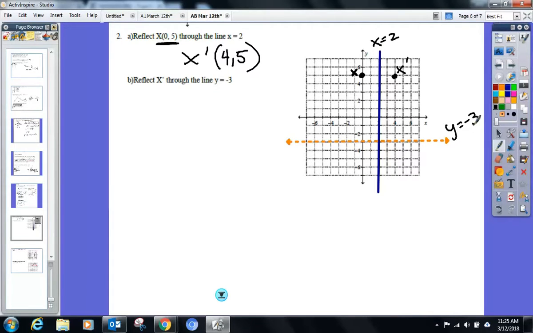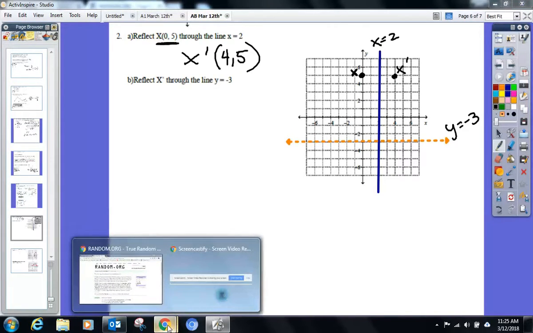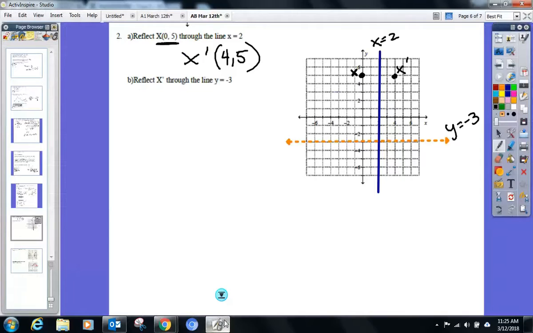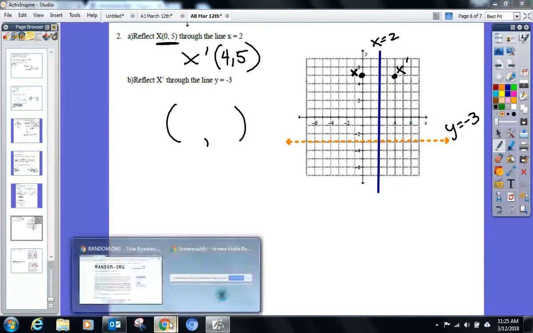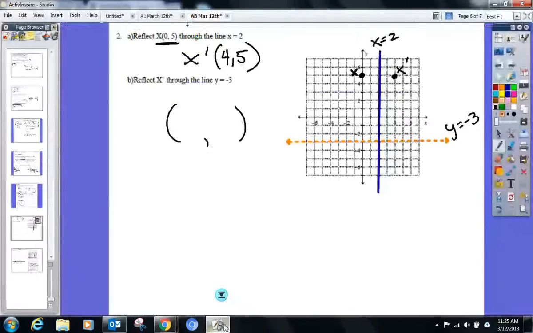I did this on purpose. Some of you guys are counting and you run out of room to count, but I still need to know the point. How many units is it from x prime to y equals negative 3? 8 units, yeah. 1, 2, 3, 4, 5, 6, 7, 8. Unfortunately, I don't have any more for you to count. But you have to go 8 units down from negative 3. What should be my result? 4, and then that y coordinate should be negative 11. You're going 8 units down from negative 3.